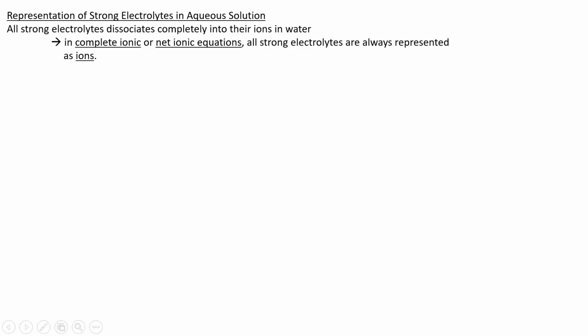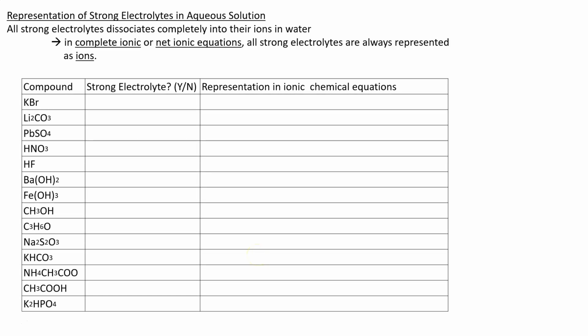So let's look at representations of strong electrolytes in aqueous solution. This will lead us into doing net ionic equations. All strong electrolytes dissociate completely into their ions in water. In a complete ionic or net ionic equation, all strong electrolytes are always going to be represented as ions. So let's do some examples. First, we need to decide, is it a strong electrolyte or not? If it is, then it's going to be represented as ions. If it is not, it will be represented in the exact same form that we see it written in over here in the first column.